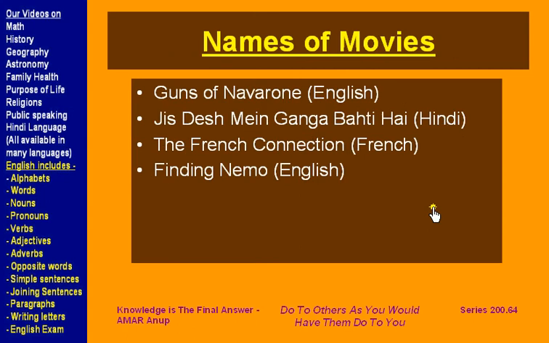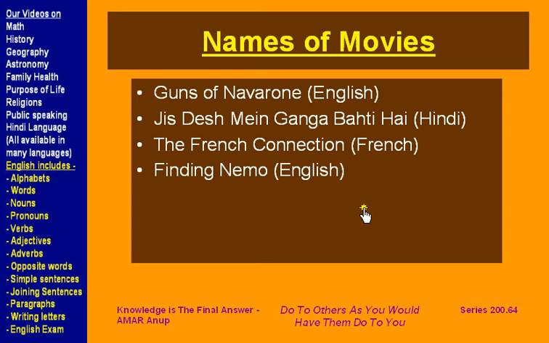Names of movies are capitalized. So there is an English movie, Guns of Navarone. So G in Guns and N in Navarone is capitalized. There is a Hindi movie called जिस देश में गंगा बहती है, Country Where River Ganges Flows. But this is a Hindi title, so all the first alphabets of the title are capitalized.